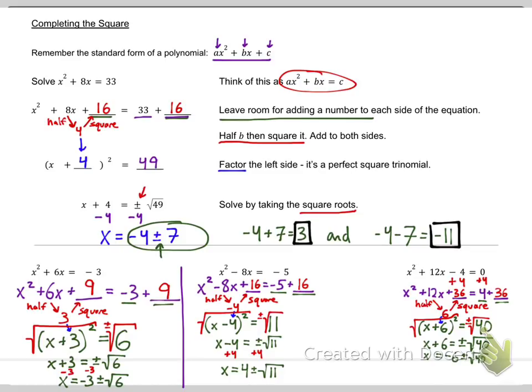What is the largest perfect square that goes into 40? It's 4. So let's rewrite it as the square root of 4 times the square root of 10. And then the square root of 4 is 2. So my final answer is negative 6 plus or minus 2 times the square root of 10. And that is my final answer in how you write that last problem.